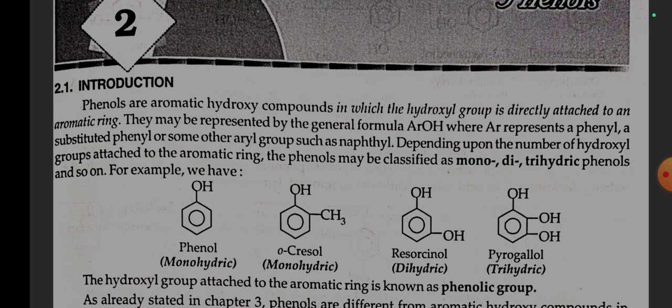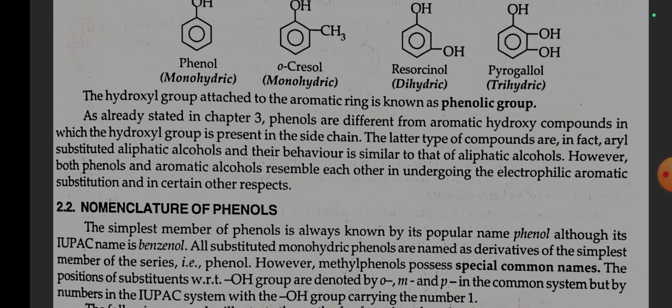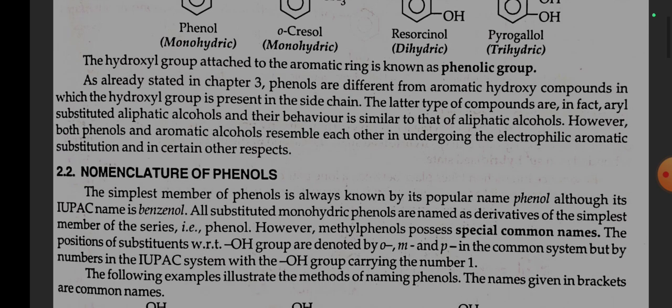For example, we have phenol, ortho-cresol, resorcinol, pyrogallol. The hydroxyl group attached to the aromatic ring is known as phenolic group. As already stated in chapter 3, phenols are different from aromatic hydroxy compounds in which the hydroxyl group is present in the side chain. The latter type of compounds are in fact aryl substituted aliphatic alcohols, and their behavior is similar to that of aliphatic alcohols. However, both phenols and aromatic alcohols resemble each other in undergoing the electrophilic aromatic substitution and in certain other respects.